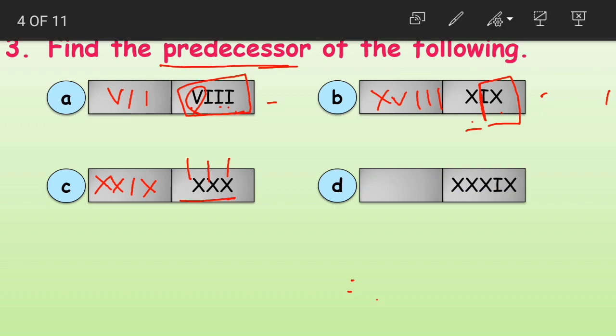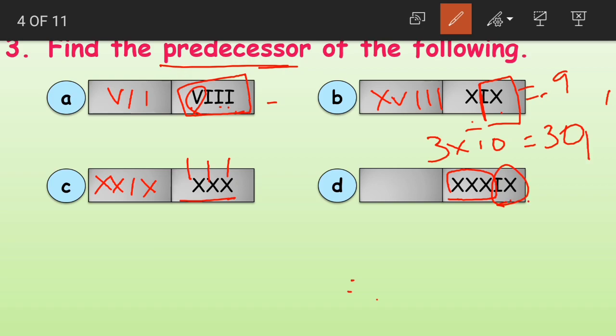Fourth question, XXXIX. Now look here, we have 3 X's. 3 X means 3 tens. 3 tens are 30. Then we have IX. Again, IX is equal to what? IX is equal to 9. So XXXIX is equal to 30 plus 9, which is equal to 39. Now, what is the predecessor of 39? The predecessor of 39 is 39 minus 1, which is equal to 38.